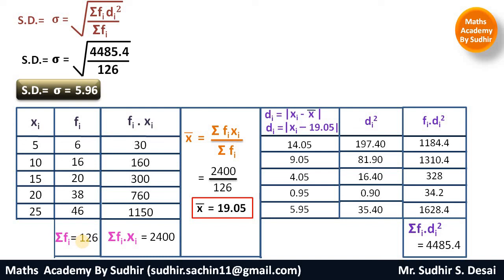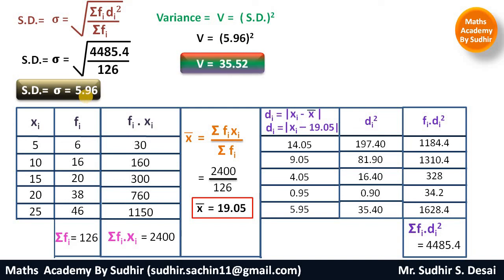In this example, we also calculate variance. So what is the formula for finding the variance? It is denoted by the letter V and calculated by the formula standard deviation squared, SD square. So put the value of SD, sigma. So V is equal to, what is the value of standard deviation? It is 5.96. Its square is 35.52. So the variance for this given data is 35.52.